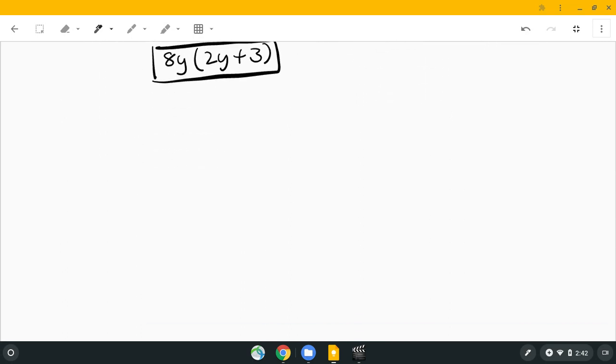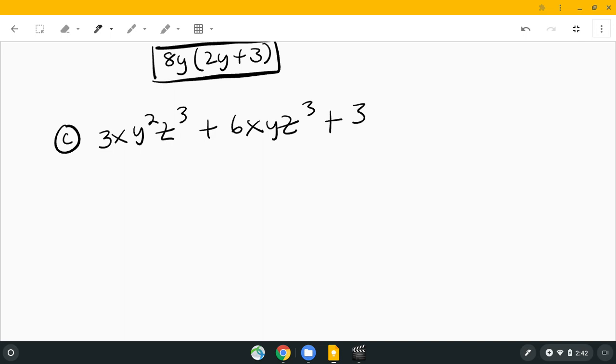All right, let's take a look at this one. Suppose I have 3x y squared z cubed plus 6x y z cubed plus 3x z squared. Okay, so let's begin with the numbers. 3, 6, 3. So the common factor there is 3. So we'll be factoring out a 3.